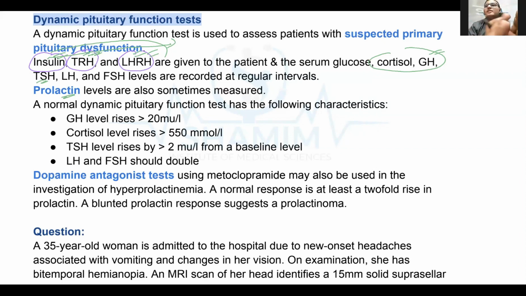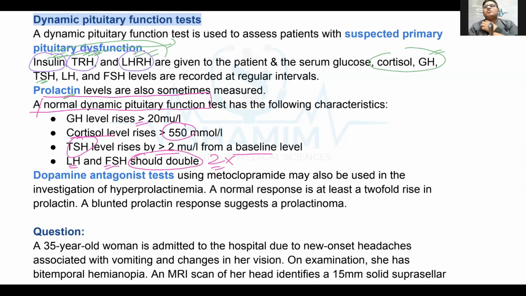So what are the different levels we check in the body? What is the normal dynamic pituitary function test? Normally, when we give insulin, thyrotropin releasing hormone, and luteinizing hormone releasing hormone, the growth hormone rises greater than 20 milli-unit per liter, and the cortisol rises greater than 550 nanomole per liter. Thyroid stimulating hormone rises greater than 2 milli-unit per liter from baseline. And lastly, we check LH and FSH, which should double, 2x.